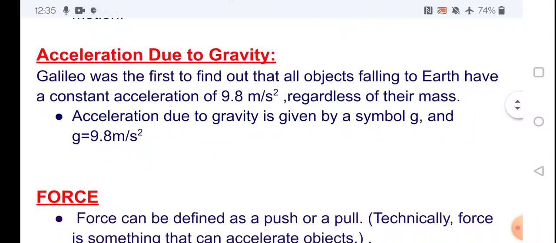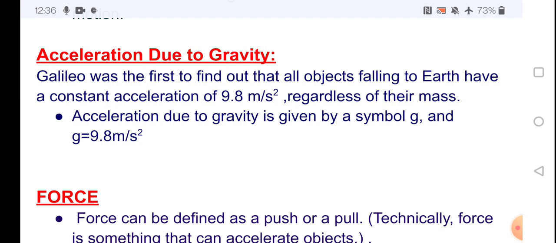Next, acceleration due to gravity. Galileo was the first to find out that all objects falling to earth have a constant acceleration of 9.8 meter per second square regardless of their mass. He said that all the objects fall to earth with a constant acceleration, that is 9.8 meter per second square, regardless of mass, meaning whatever may be the mass.